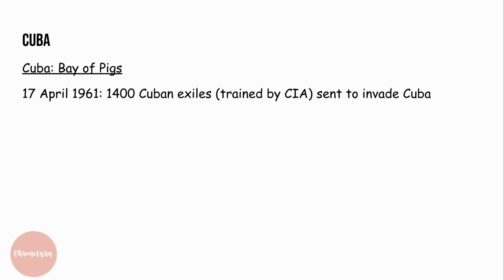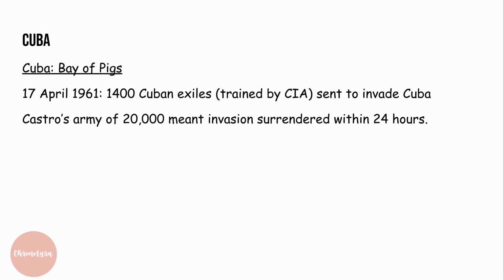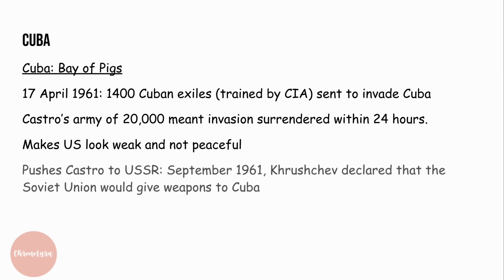So he attacks first. On 17th of April 1961, 1,400 Cuban exiles, trained by the CIA, are sent to invade Cuba. However, they surrender in 24 hours because of Castro's army of 20,000 soldiers. This made the US look weak and not peaceful, going against their motto of being a protector of the people and peace. It's also very, very embarrassing for Kennedy and a very bad event in his presidency.